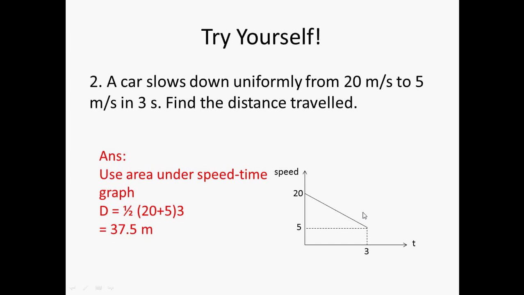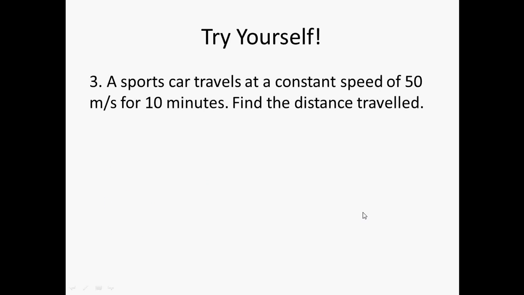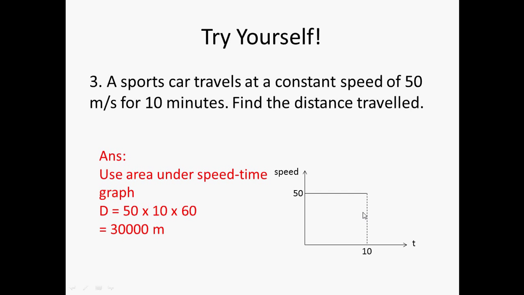Okay, last one, so please pause the video. Once again you realize that there is a distance traveled, although it is constant speed, and if you see constant speed you probably will have already multiplied 50 times 10 times 60, but in case you don't understand the difference, always use area under the graph and you will be safe. Remember to convert minutes to seconds, so you get 30,000 meters.